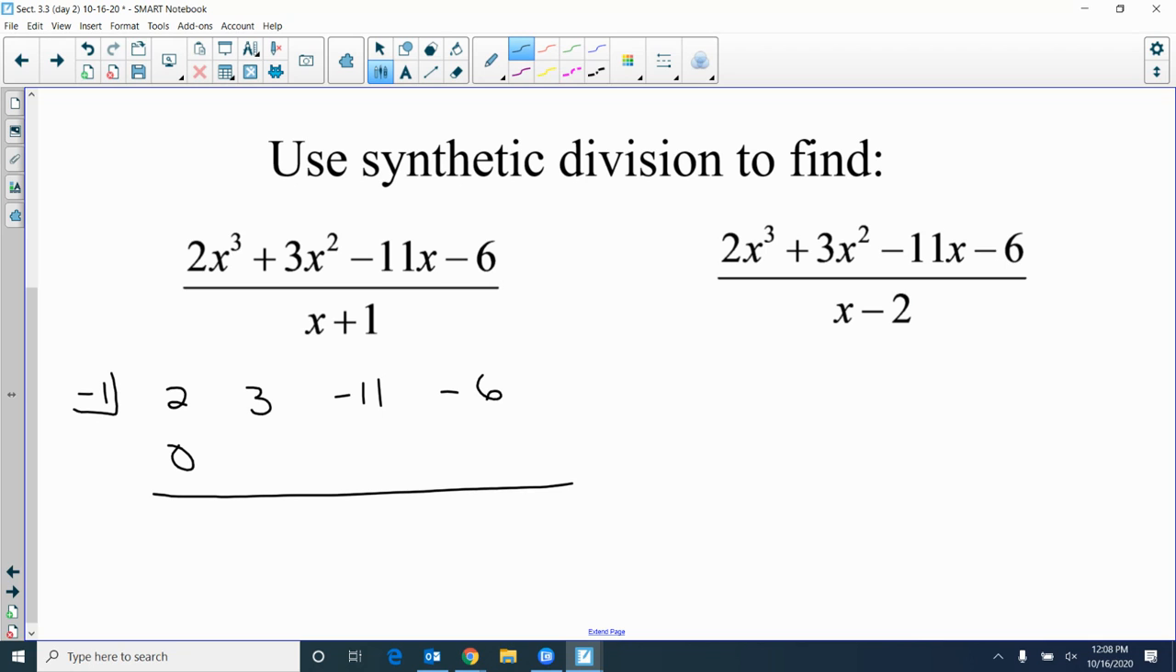We add vertically. And so 2 plus 0 is 2. 2 times -1 is -2. 3 minus 2 is 1. I get a -1 here. -1 times -1 is 1, -12 times -1 is 12. And then you get a 6. All right, you're good just to leave it at that point for now. All right, go ahead and do the synthetic division over there on the other one.